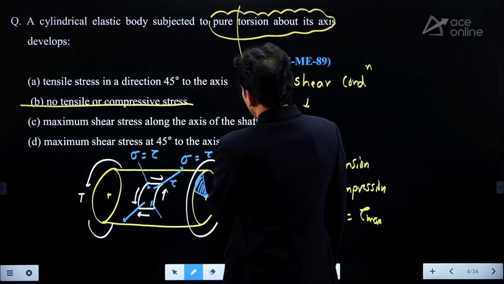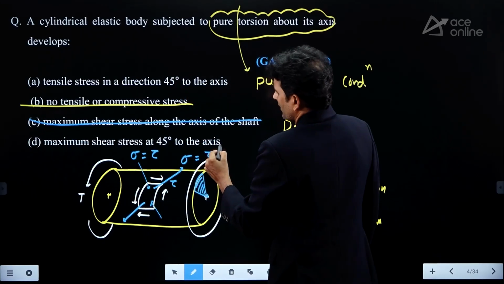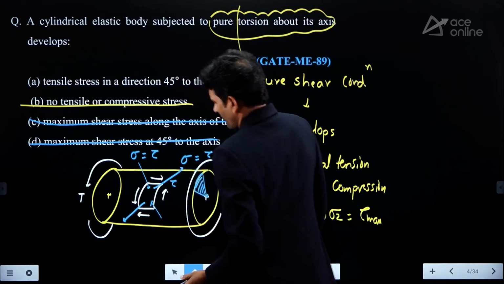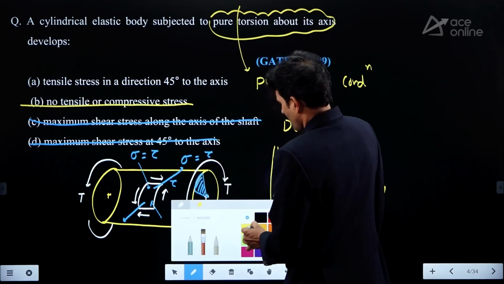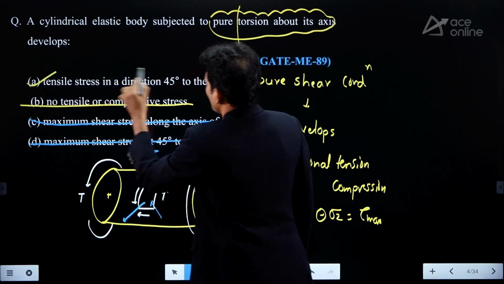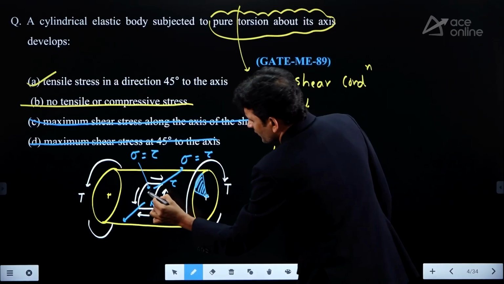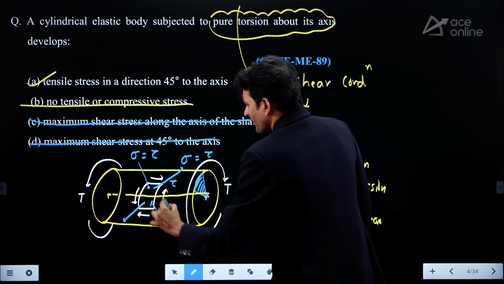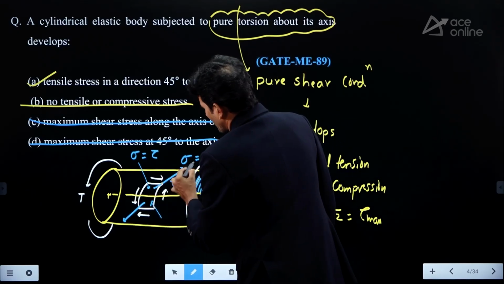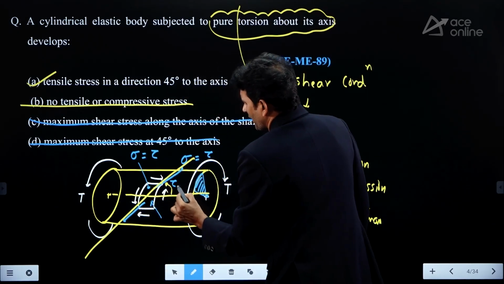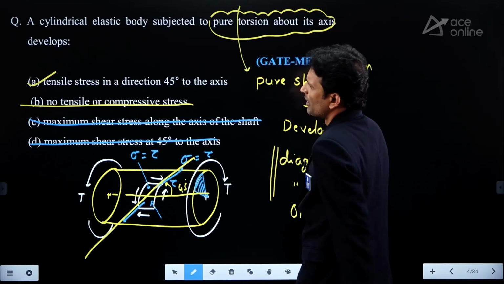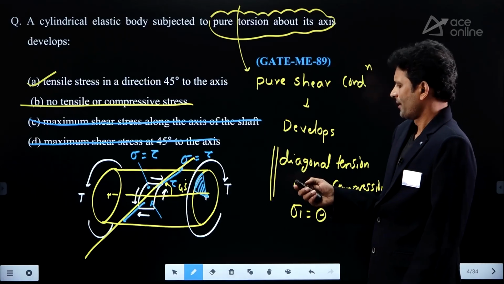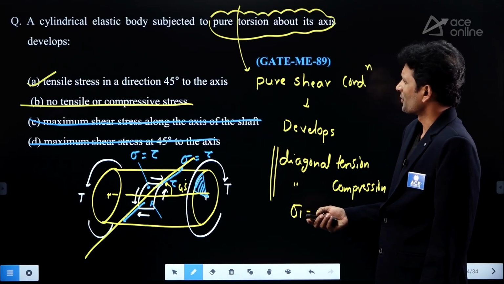So that is ruled out. Maximum shear stress at 45 degrees to the axis? No, here we are observing diagonal tension and diagonal compression. So which one is correct? Option A. Exactly. Tensile stress develops on 45 degrees. This is the 45 degrees axis. If I cut this one, we have 45 degree diagonal planes. Option A is correct for this question. Let's move on to the next question.